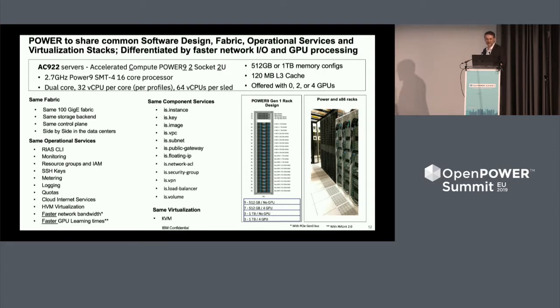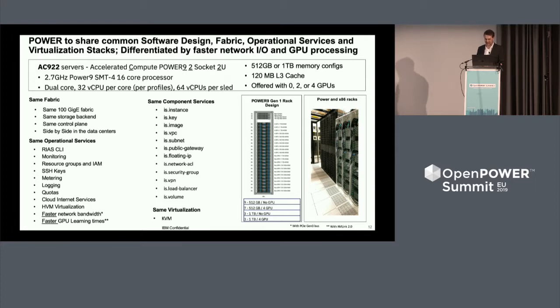information on more of the services, but really what it's getting at here is that we are part of the same fabric, 100 gigabit Ethernet fabric, same storage background, same control plane, and we're side by side in the data centers. And so we have the same operational services that you see here for monitoring and metering, SSH keys that you upload to connect to your instances, quotas, and the same KVM virtualization too. So this is not Power VM, this is all on KVM, including on the AC922 Power platform.